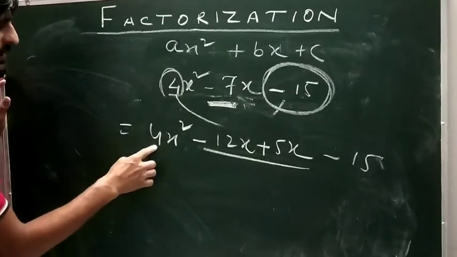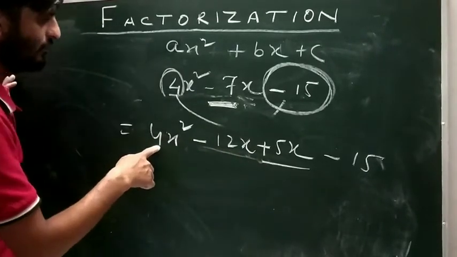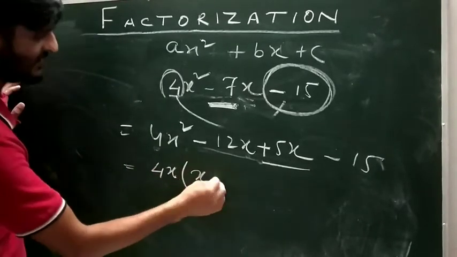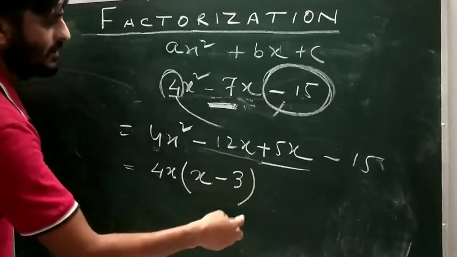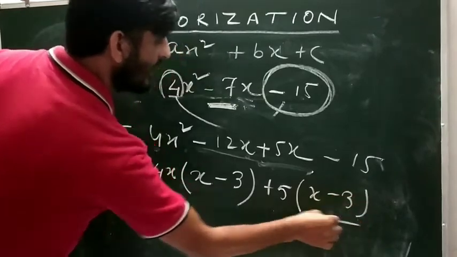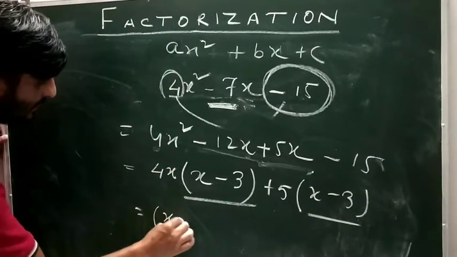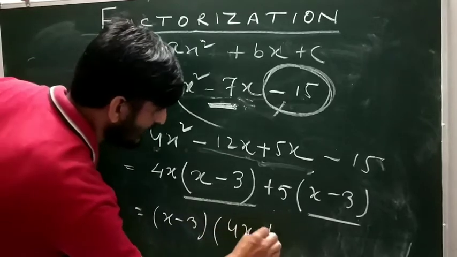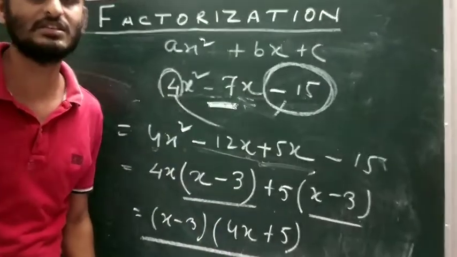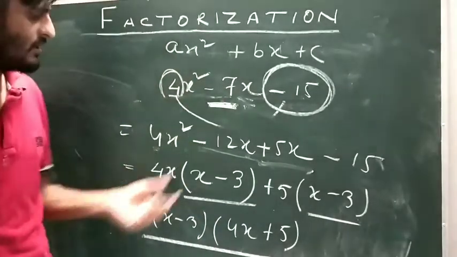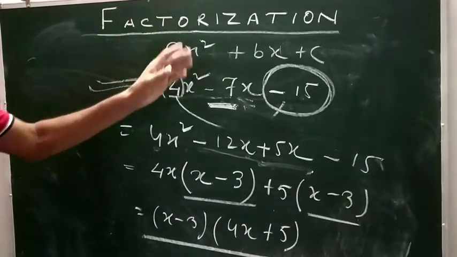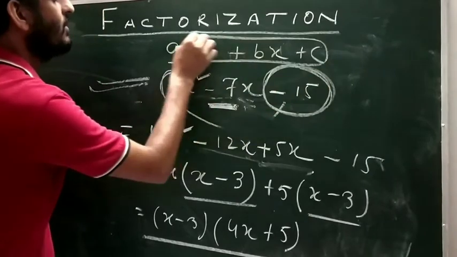Now see, from there we can take common 12x and 4x square, meaning 4x we can take common. It is x minus 3. From here we can take 5 common, 5 times x minus 3. So see, x minus 3 and x minus 3 is common. So the result will be x minus 3 and 4x plus 5. So this is all about the factorization of an algebraic expression by using the splitting of terms in this form, ax square plus bx plus c.